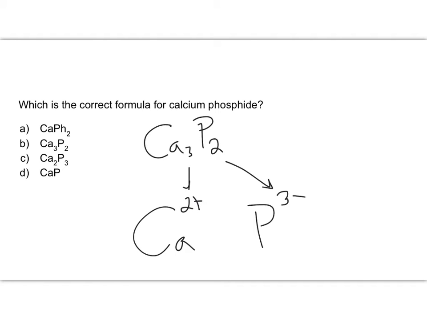So what we really did here is we took the charge of the positive ion and we used it as the subscript of the negative ion in the formula, and we used the charge from the negative ion and used it as the subscript for the positive. So if you swap those two numbers, you will always get a neutral compound. So the choice here is Ca3P2 or choice B.